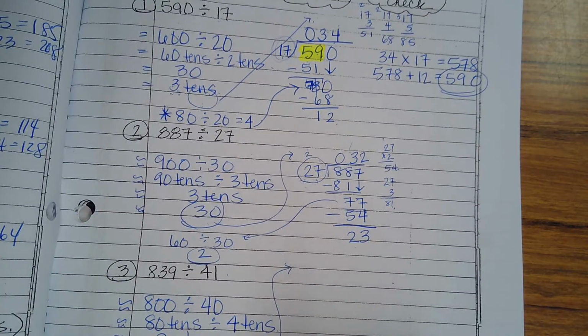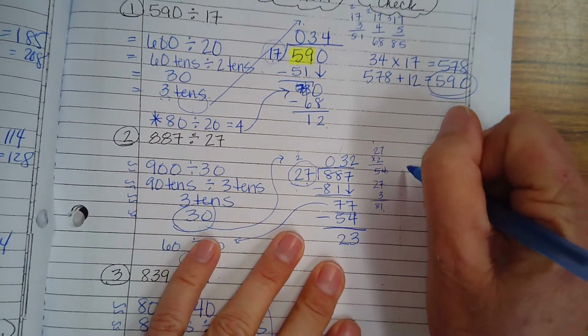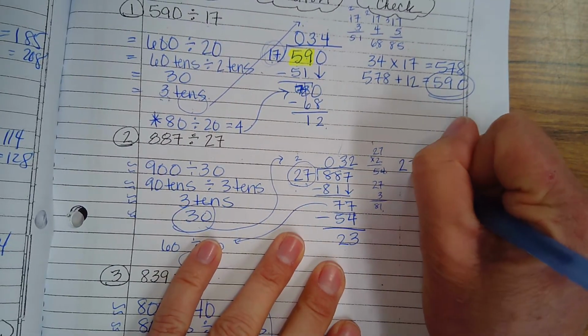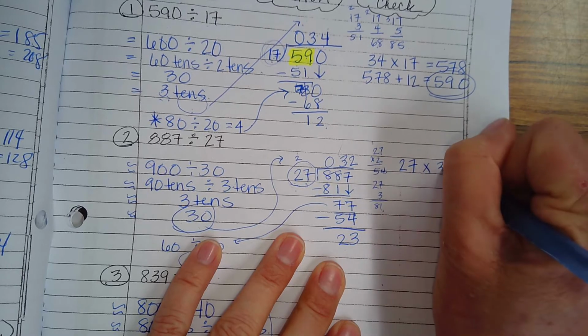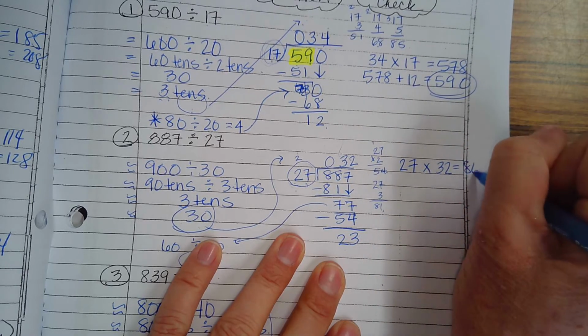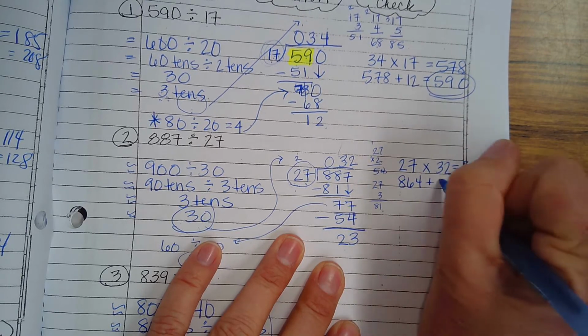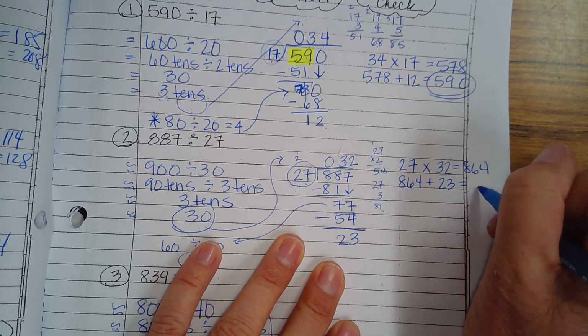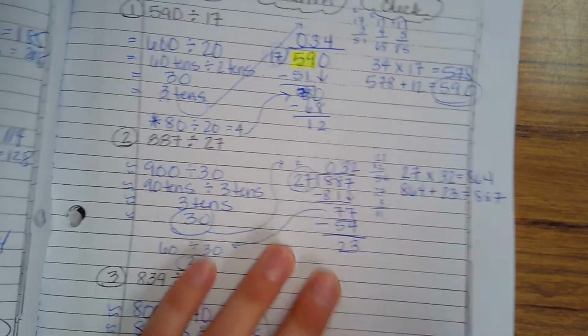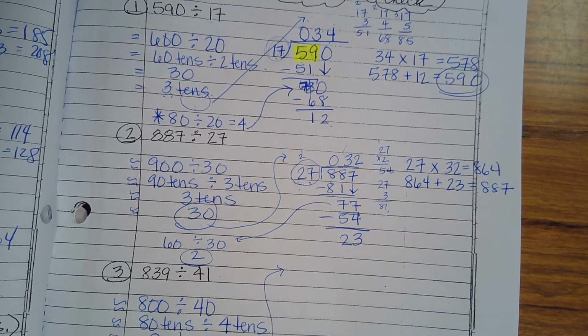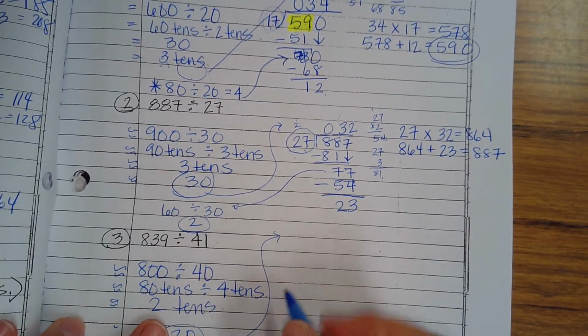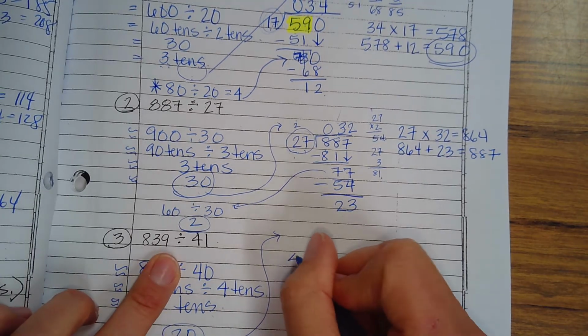23 is less. So now we're going to come over here for checking. We're going to go 27 times 32 is 864. And yes, you'll have to do the math. Plus 23 should take us back to 887. Do you guys understand? Yes. All right, good. All right, so now let's go for our actual here.